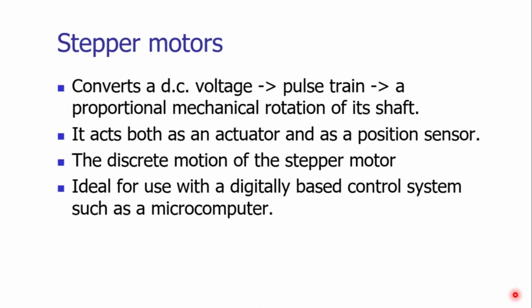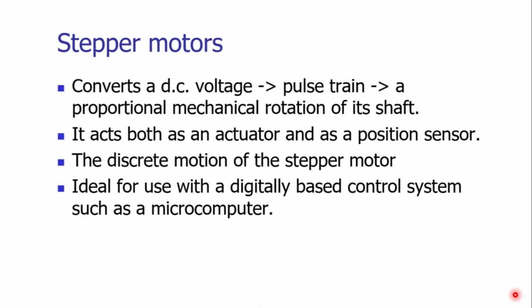So the motor converts the DC voltage into a pulse train, and that pulse train is making the rotation of the shaft. So this peculiarity of conversion from DC voltage to the pulse train is very much useful to consider the stepper motor as an actuator, as the energy provider, as the energy facilitator, as well as the position sensor. So we can consider that the stepper motor has integrated position sensing facility.